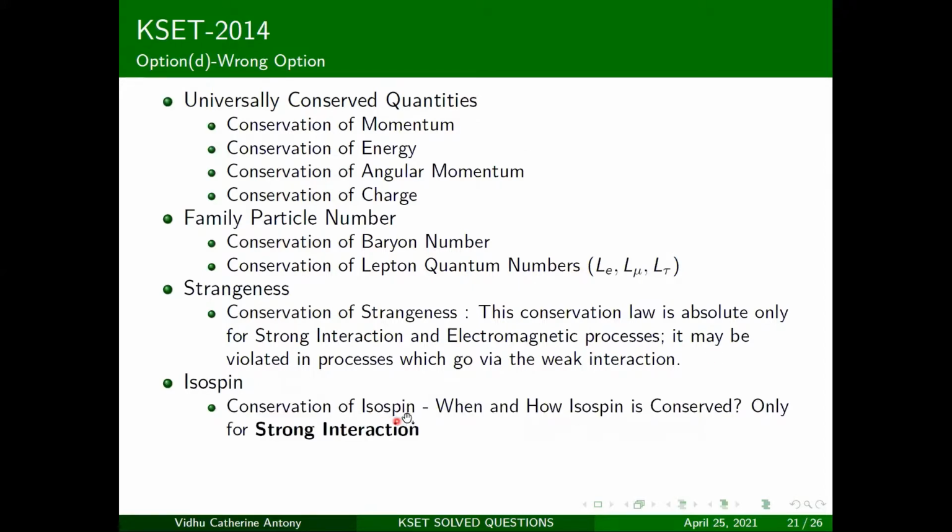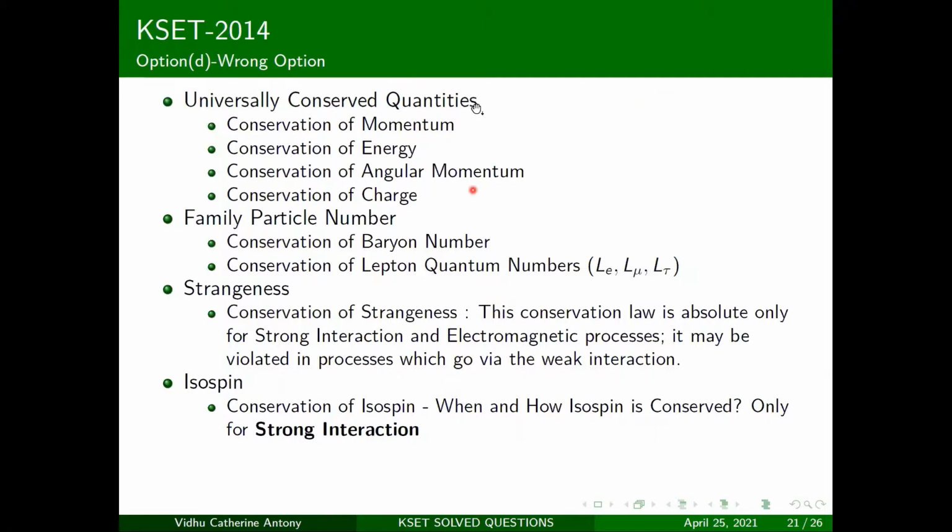So here you have conservation of isospin. When and how is isospin conserved? It's conserved only for strong interactions. That means conservation of isospin is not universal. Conservation of strangeness is not universal. These quantities are specific. Conservation of baryon number and lepton number are specific to elementary particle interactions.